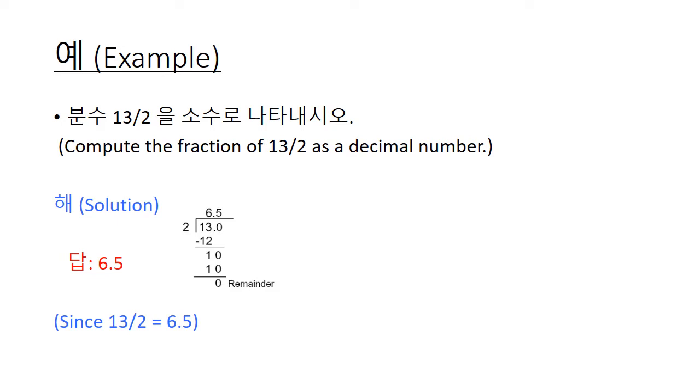Okay, so for this question, you just divide 13 by 2 as it's shown in the solution here, and the answer comes out to 6.5. So 6.5 is the decimal number form of the fraction 13 over 2.